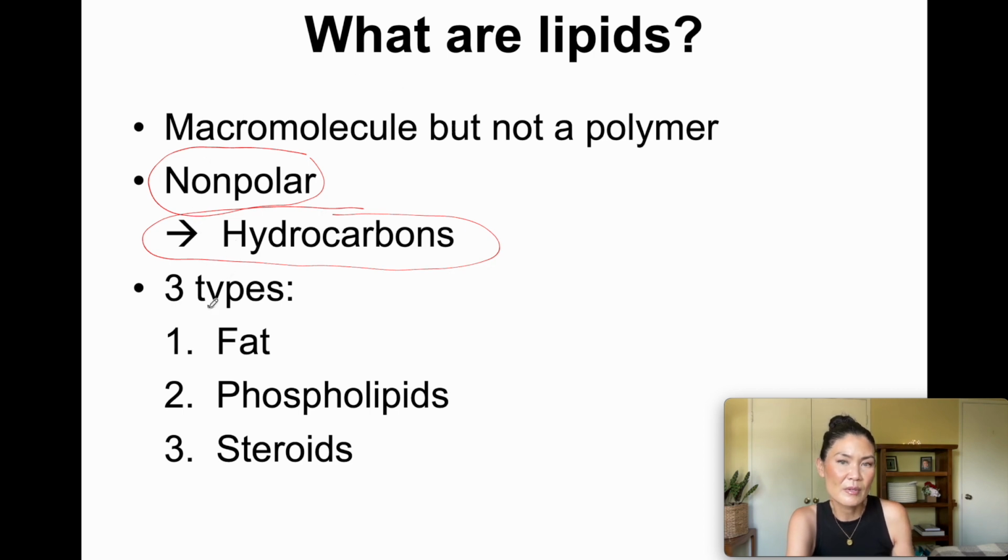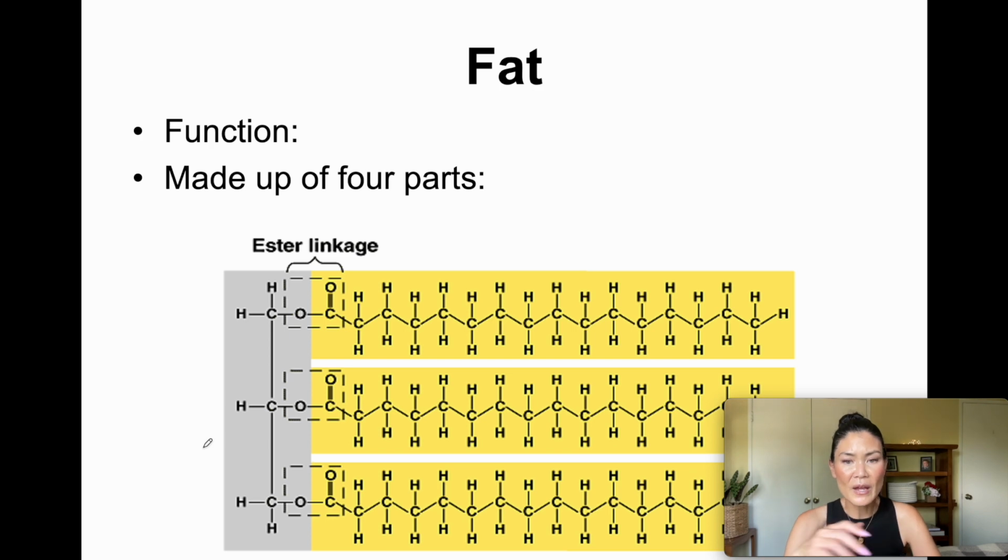They make up lipids. There's 3 types of lipids that we'll be talking about. There's more than 3 types of lipids, but in this discussion, we're just talking about 3. There's fat, phospholipids, and steroids. Those are the 3 that you need to remember. Okay, so fat. What is the function of fat? Think about a seal or a whale. They have a lot of fat, right? It's really for insulation.